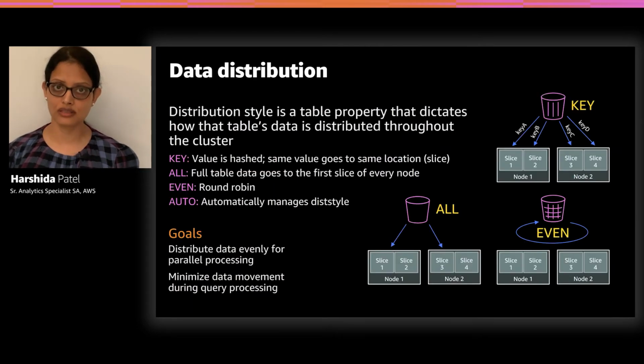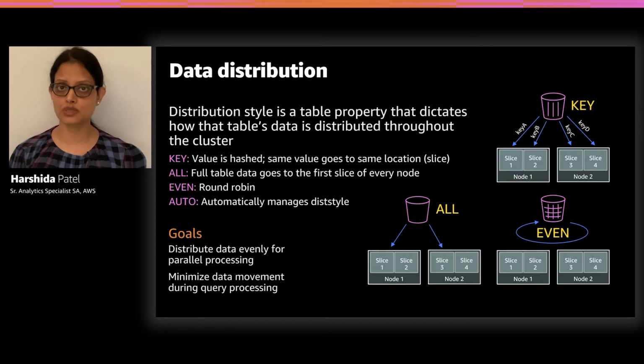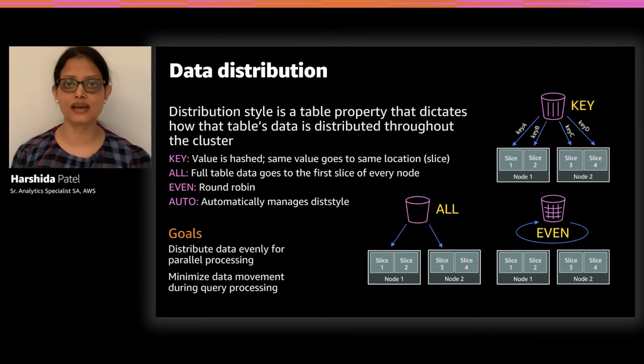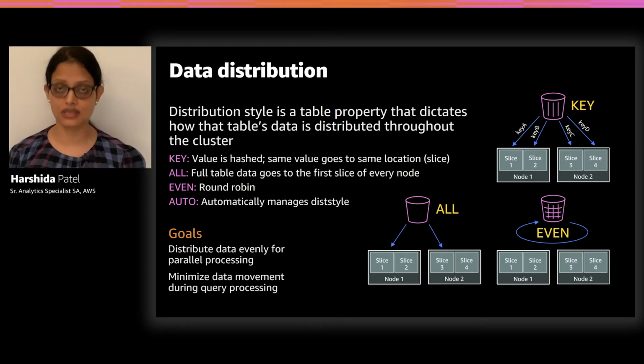Data distribution. The goal of data distribution is to leverage each and every compute node to work in parallel and, from a join performance perspective, to have co-located joins. There are different distribution styles in Redshift. The first is distribution style key, a great candidate when you're joining two very large fact tables on a column. That column becomes the distribution key.